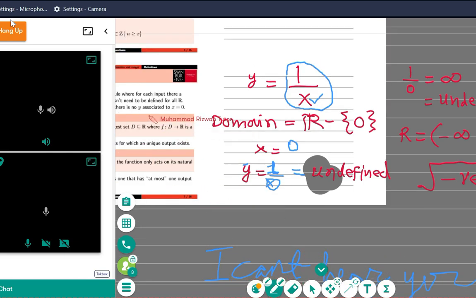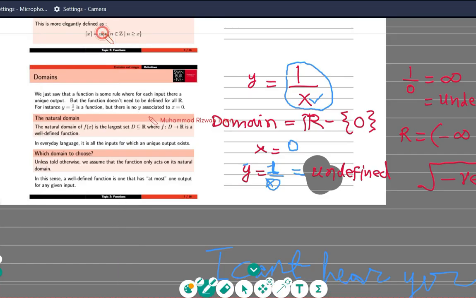You should see the domain, for example 1 over x, but there is no y associated to x equal to 0, no real output which we will get when we put x equal to 0. For x equal to 0 we will not get the unique, we will not get the real output. So at x equal to 0 we say there is no output.